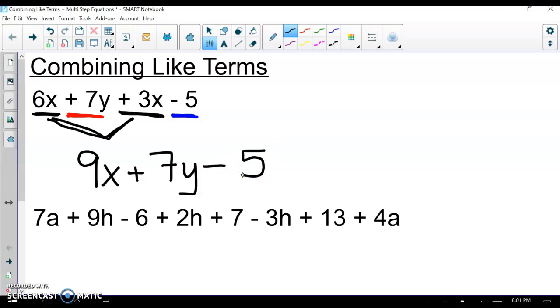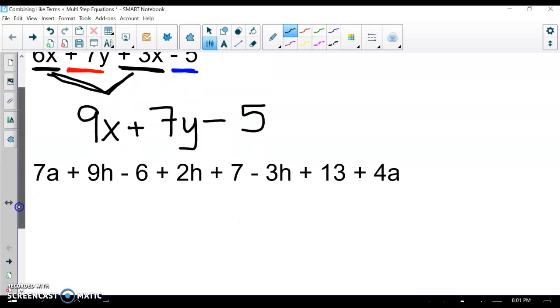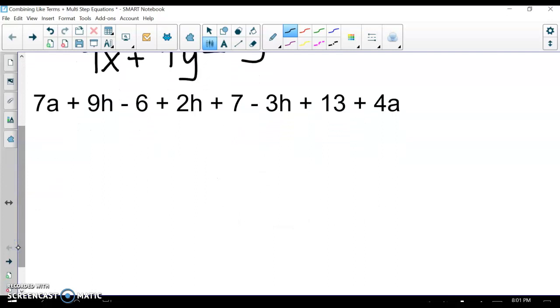Our next example is just a little bit more complicated. There are more terms that we need to condense down. So we have 7a plus 9h minus 6 plus 2h plus 7 minus 3h plus 13 plus 4a. So we have 7a. All right, well, let's start with that. And then we have plus 9h. Now, a and h are different variables, so we know that's a different term. And then we have minus 6.